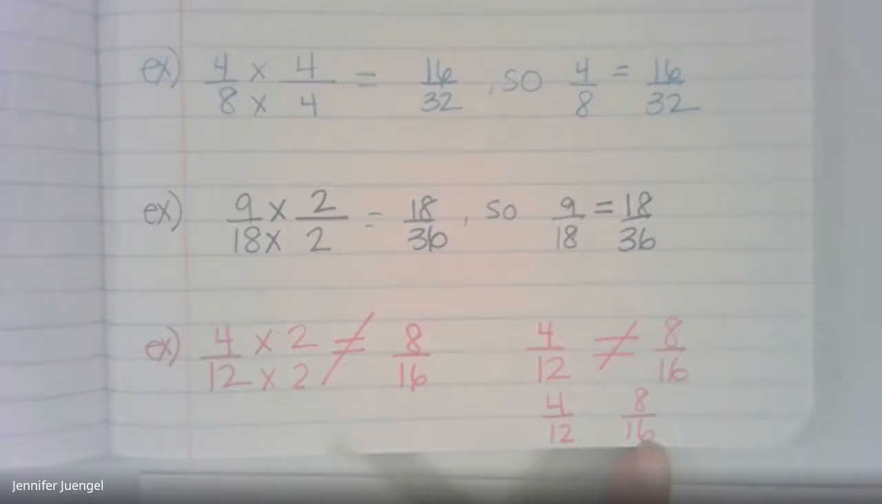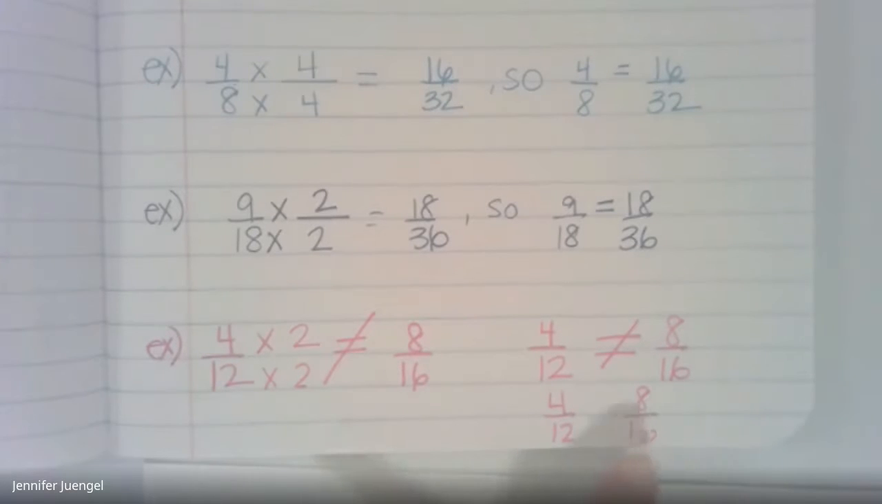8/16 is actually bigger than 4/12 because if I only have 8 pieces of pizza finished out of 16, I've eaten half the pizza. But if I have 12 pieces of pizza and I eat 4 of them, I haven't eaten half, so they're not equal. 8/16 is actually bigger. So we use that quick rule. Whatever we do to the bottom, we have to do to the top. If that's true, and we can do that, then the fractions that we're looking at are equivalent.